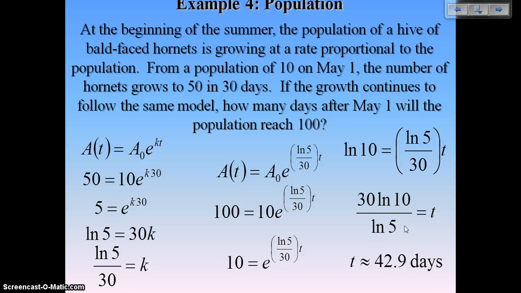Now you say, well, why isn't it just 60? Because if it's 30 to go to 50, it should be 60 to go to 100. Well, you're assuming linear growth at that point. Remember that in exponential growth and decay, the rate at which you grow depends on how many you have. So when you have 10, the rate at which you're growing is not near as fast as when you have 50, and that's not near as fast as when you're approaching the 100 mark.